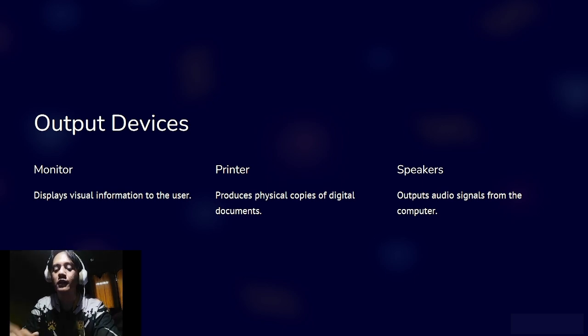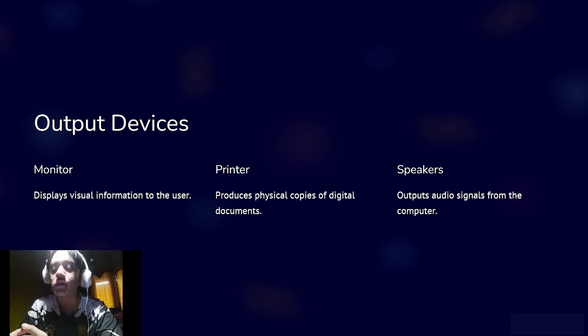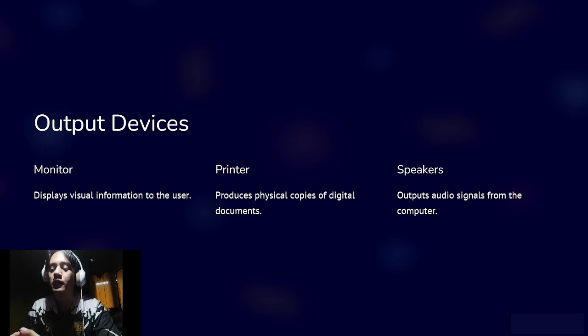Output device. Output devices are used by the computer to deliver results back to us. These include the monitor, which displays image, videos, text, and software interfaces. The printer, which creates a physical copy of digital document. The speakers, which output sounds like music, system alerts, or voice during a video.